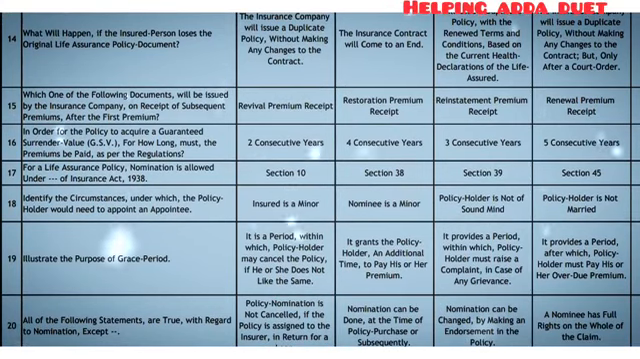Question number 15. Which of the following documents will be issued by insurance company on receipt of subsequent premium after the first premium? So the answer is renewal premium receipt. We always pay the renewal premium.